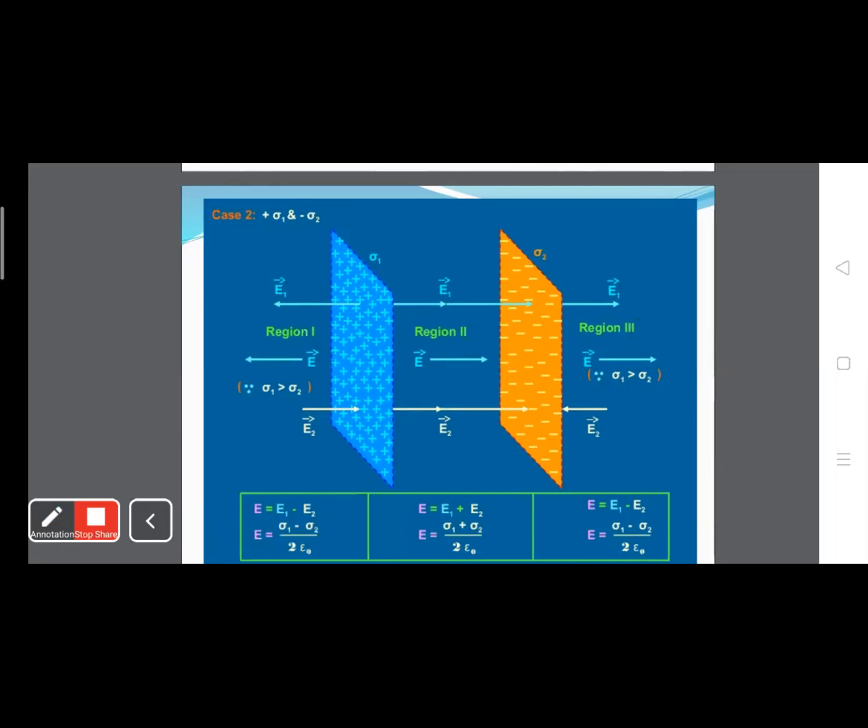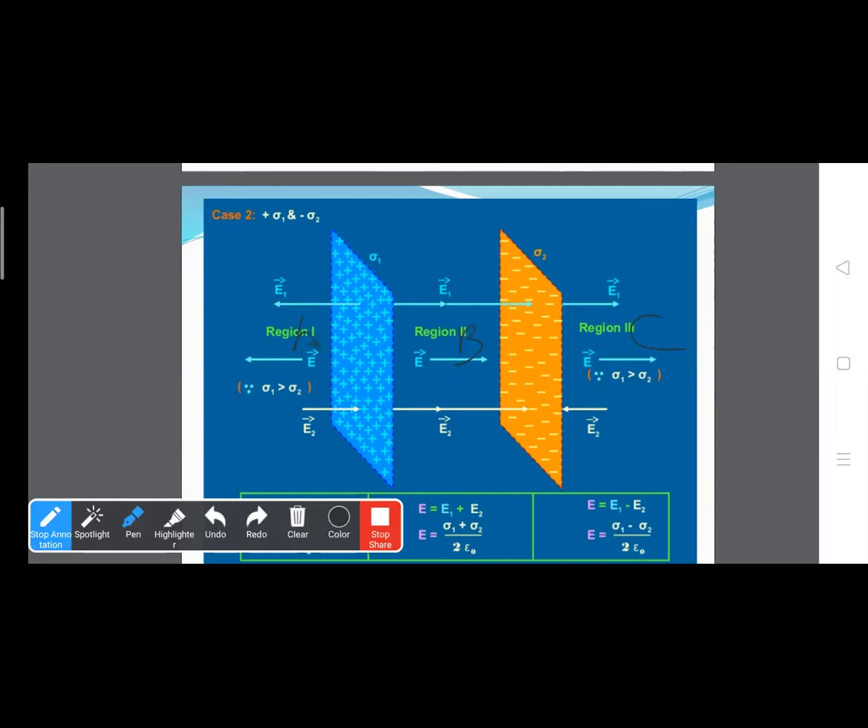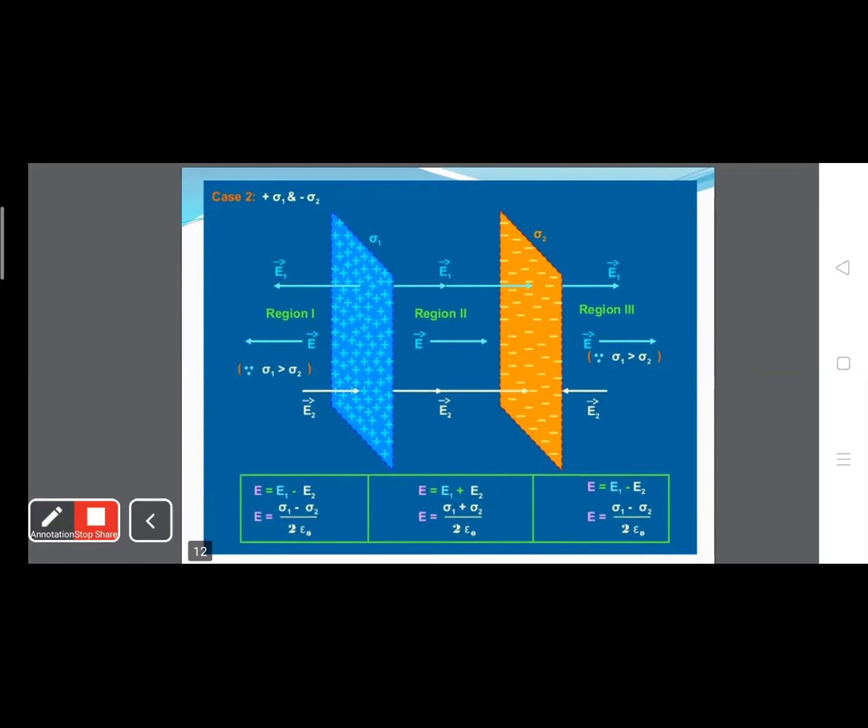So for region 1, the electric field direction of plate 1 is in this direction, and that of plate 2 is in the opposite direction, inward due to the negative charge. So the net electric field of region 1 will be equal to E1 minus E2. Clear? So now for the values of the electric field of the plates, we found that E equals sigma 1 minus sigma 2 upon 2 epsilon naught. I think this is clear to you.